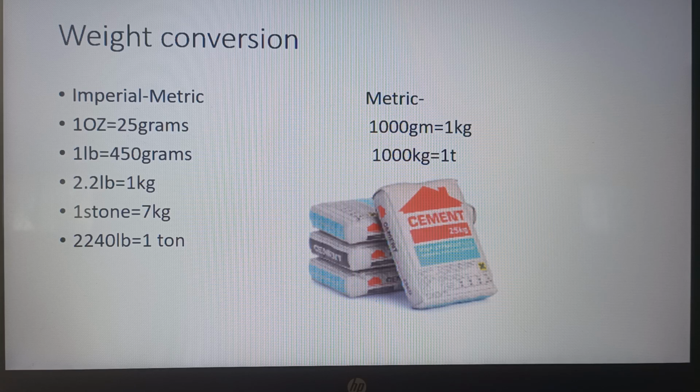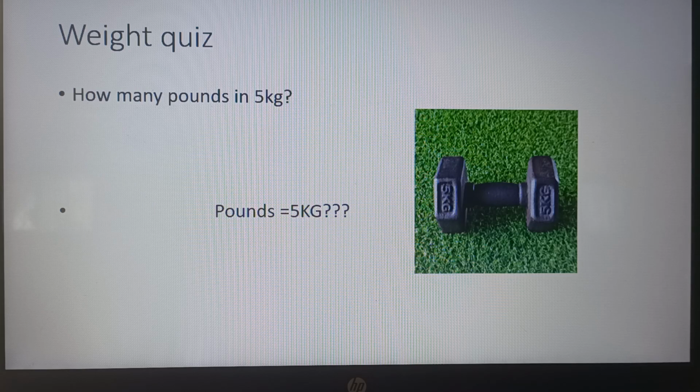As we use metric mainly in Australia, we've got metric to metric conversion. So we've got 1,000 grams equal 1 kilogram, or 1,000 kilograms equal 1 tonne. There's a lot of different tons too. In imperial you have short and long tons. In metric we've just got 1 metric ton. So we're going to stick with that for the ease of it in this video.